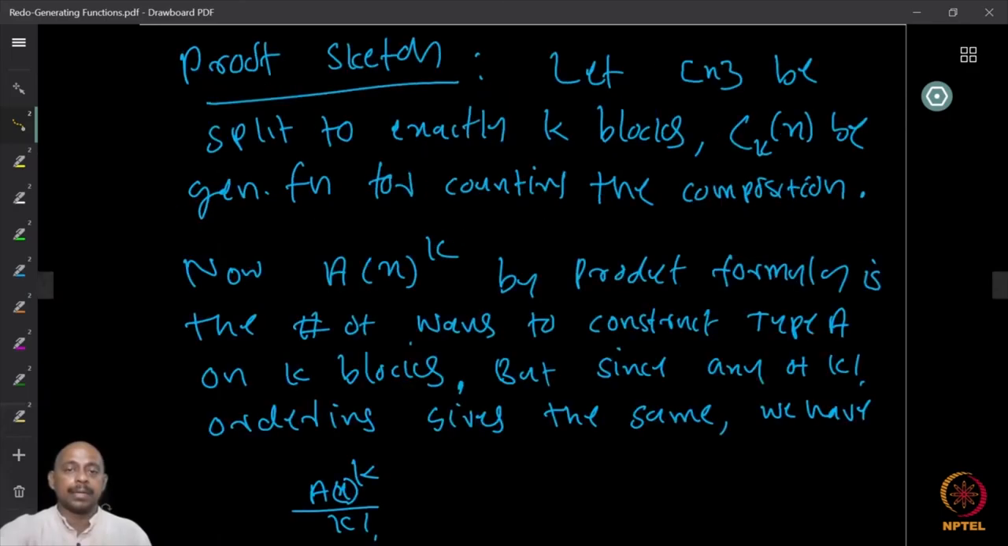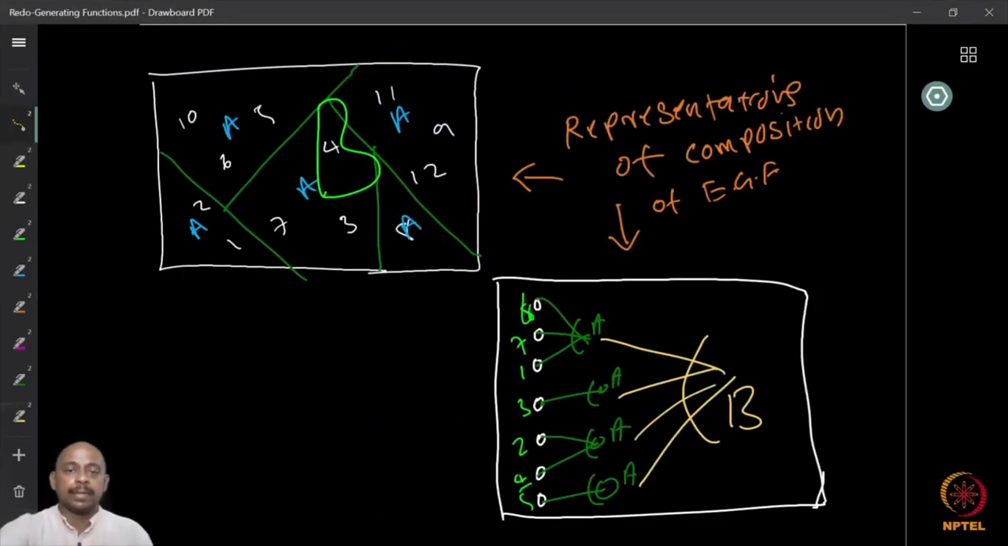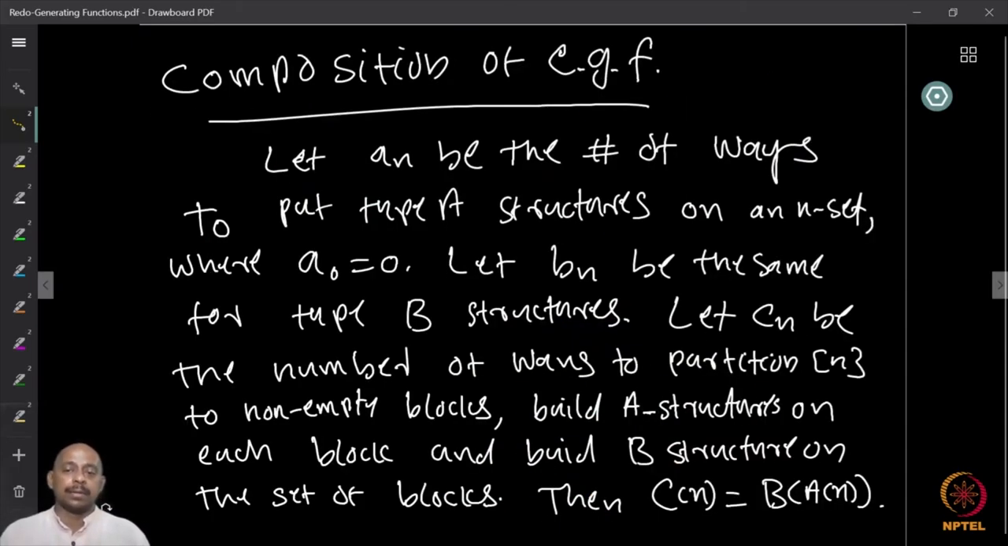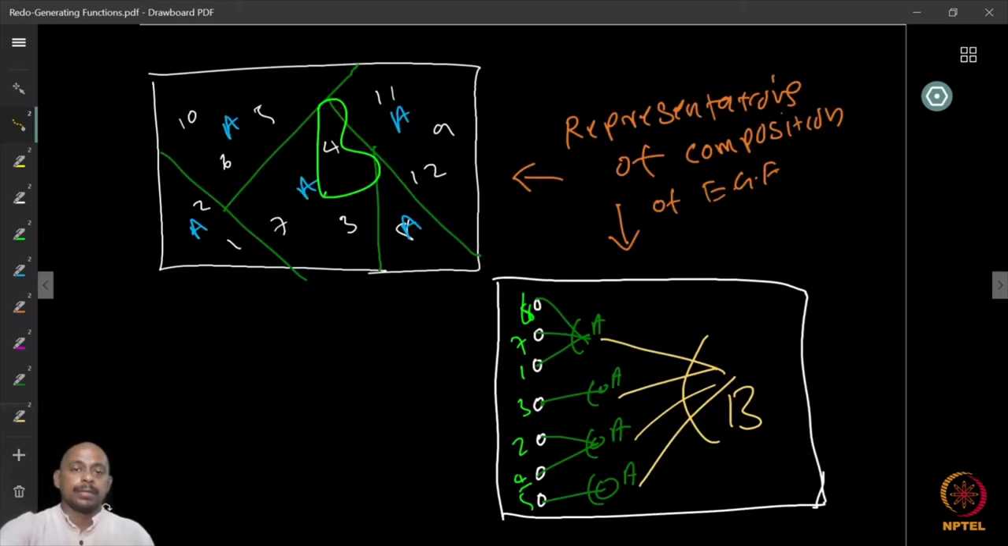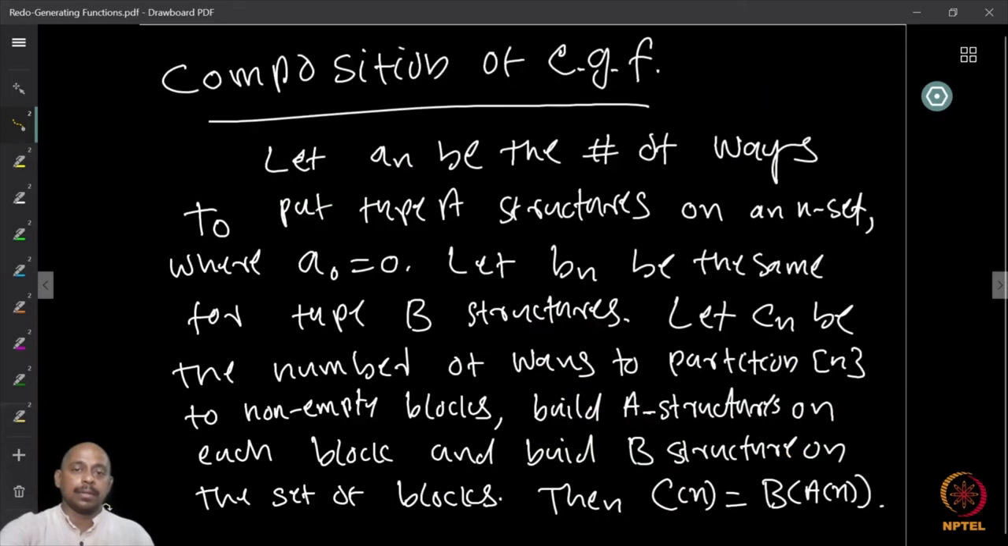So we have shown that if I take a set partitioned into non-empty blocks, put type A structures on the blocks, then put type B structures on the set of A type structures, what we get, if it is counted by the sequence c_n, then C of x, the generating function for c_n, is the composition of A of x into B. Okay, so we basically substitute A of x into B. So that is the composition of generating functions.